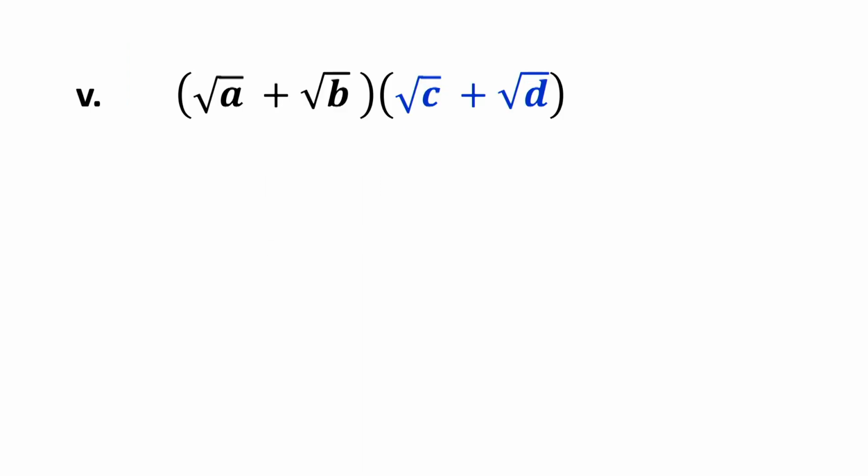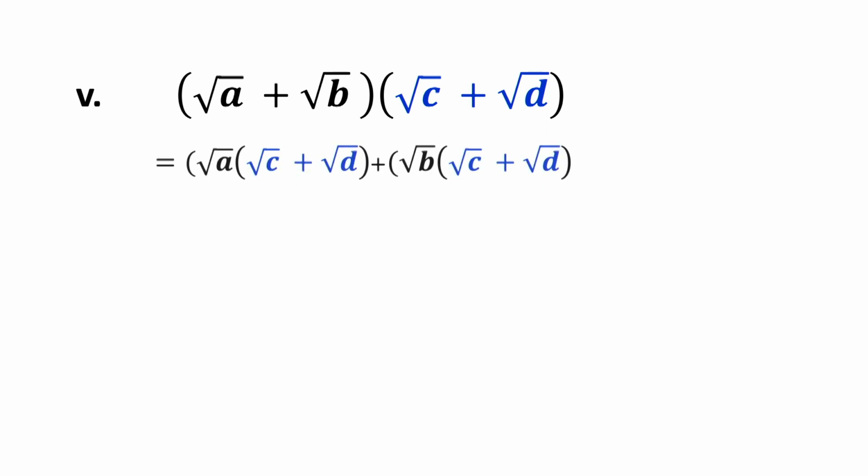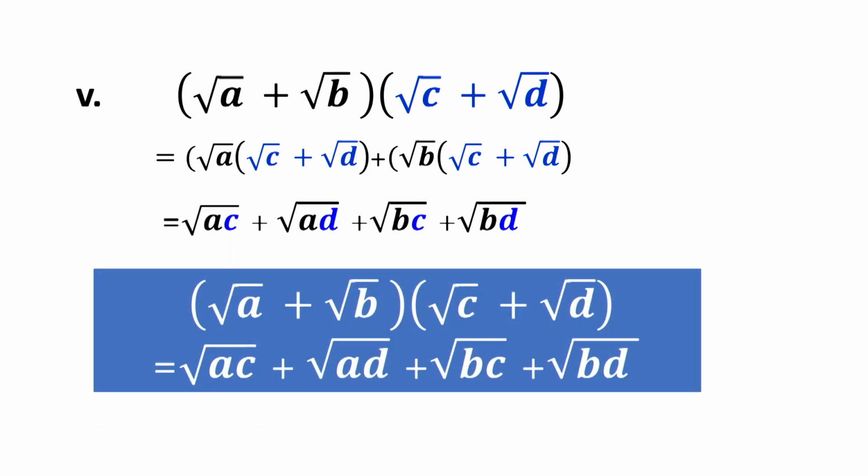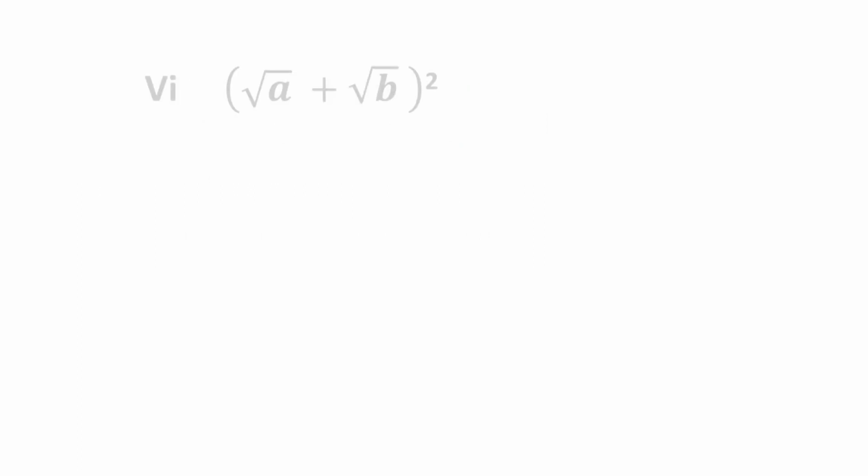Now, root a plus root b into root c plus root d, you have to multiply. First take root a and multiply root c plus root d, then take root b and multiply root c and root d, then simplify. You will get square root of ac plus square root of ad plus square root of bc plus square root of bd, my dear students.